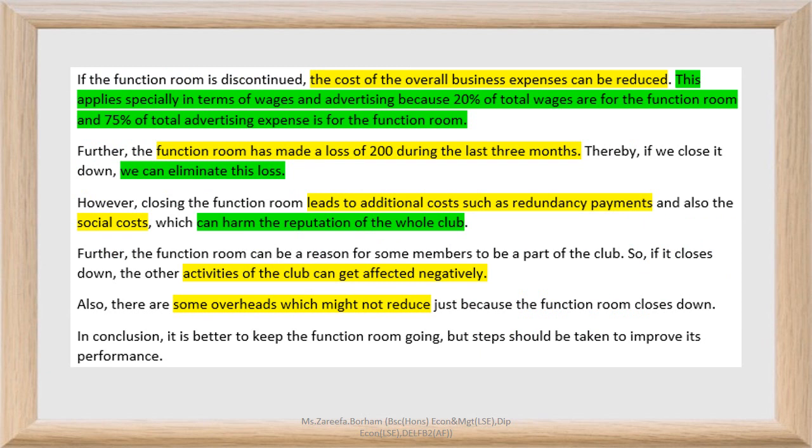Here is a sample answer that can give you 6 marks here. If the function room is discontinued, the cost of the overall business expenses can be reduced. This applies especially in terms of wages and advertising, because 20% of total wages are for the function room and 75% of total advertising expense is for the function room. Further, the function room has made a loss of 200 during the last 3 months. Thereby, if we close it down, we can eliminate this loss.